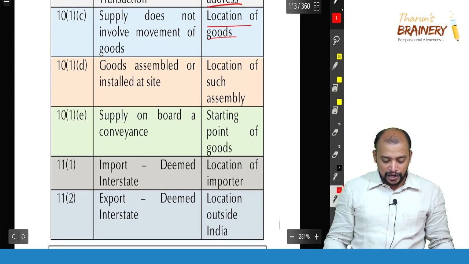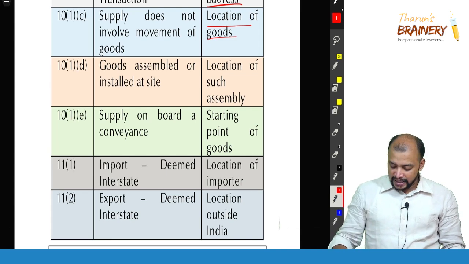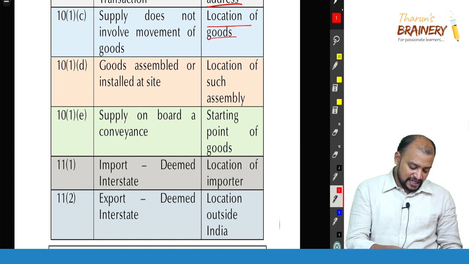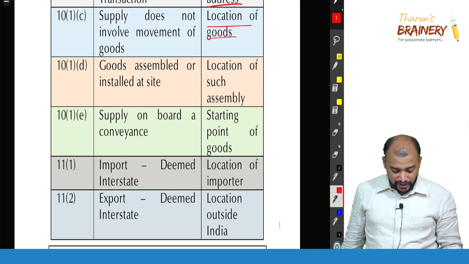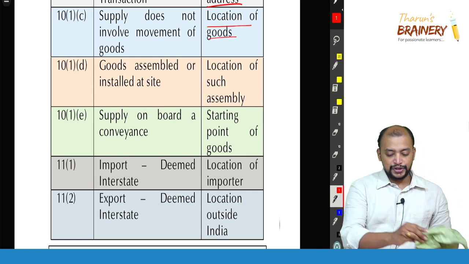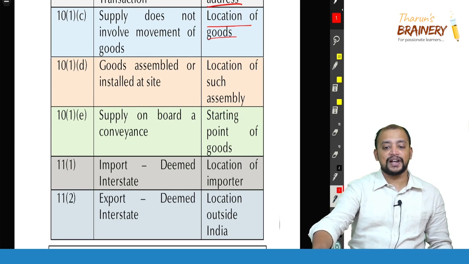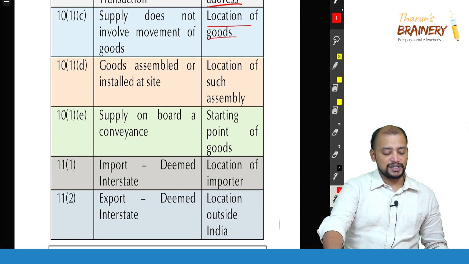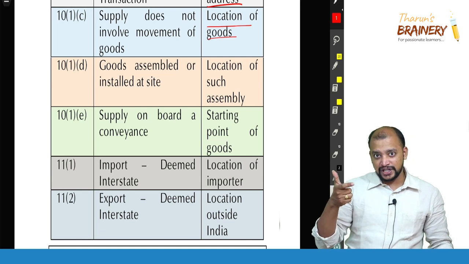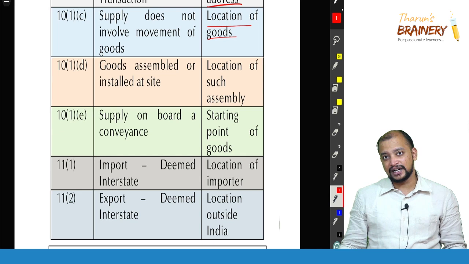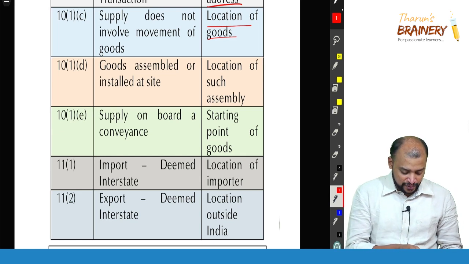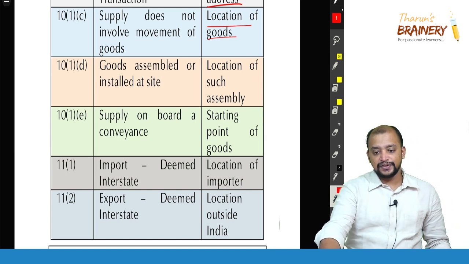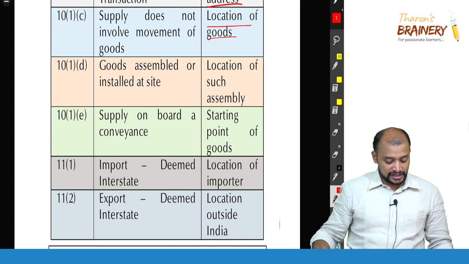Then 10(1)(e), supply on board a conveyance. Supply on board a conveyance means that, say you are traveling in a flight. When you are traveling in the flight, you will be seeing some goods being sold in the flight, correct? So when those goods are sold in the flight, what should be taken as the place of supply? We don't know at what position they will be selling the goods, we don't know the place where the goods are delivered. Due to that reason, we need to take the starting point of the goods, not the starting point of the passenger.